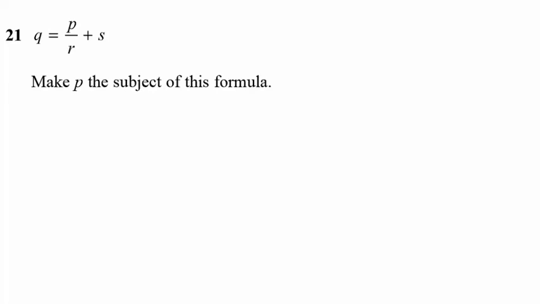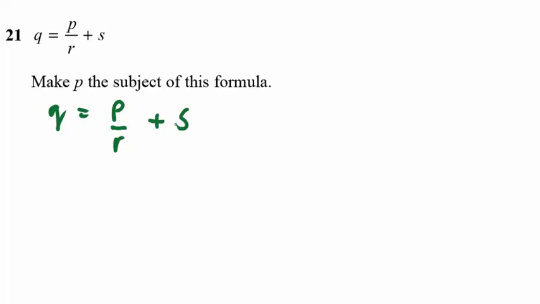Right, Matt, what we have here is making P the subject of this formula, and we're going to do it in two simple stages. The second one is slightly more complicated than the first. If we have, now write out the equation to start off with. Q equals P divided by R plus S.